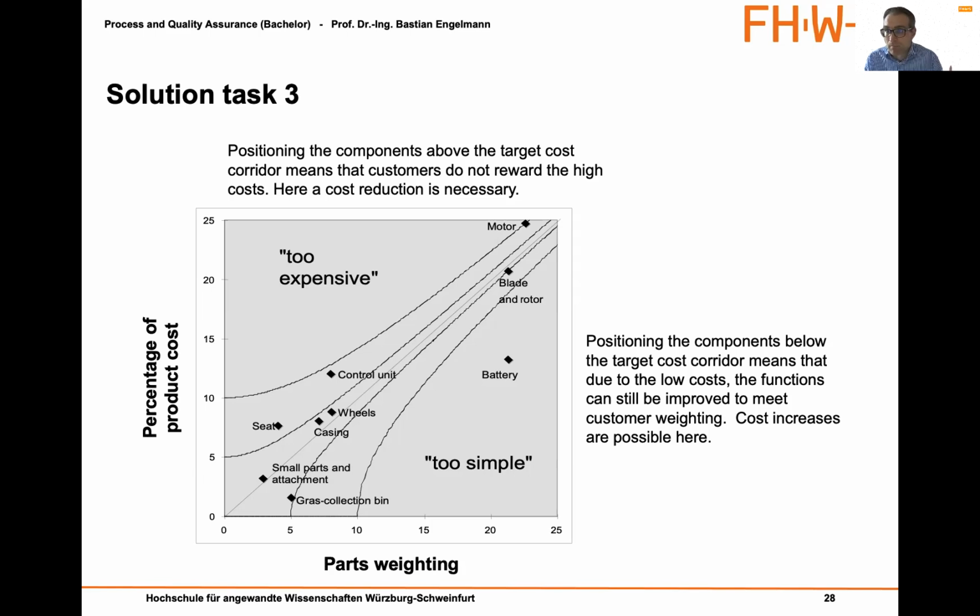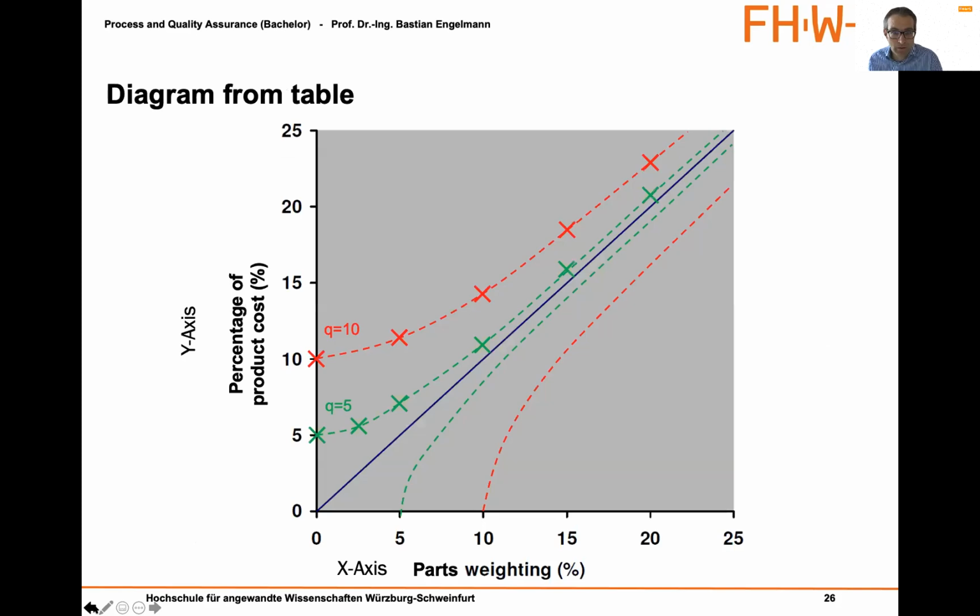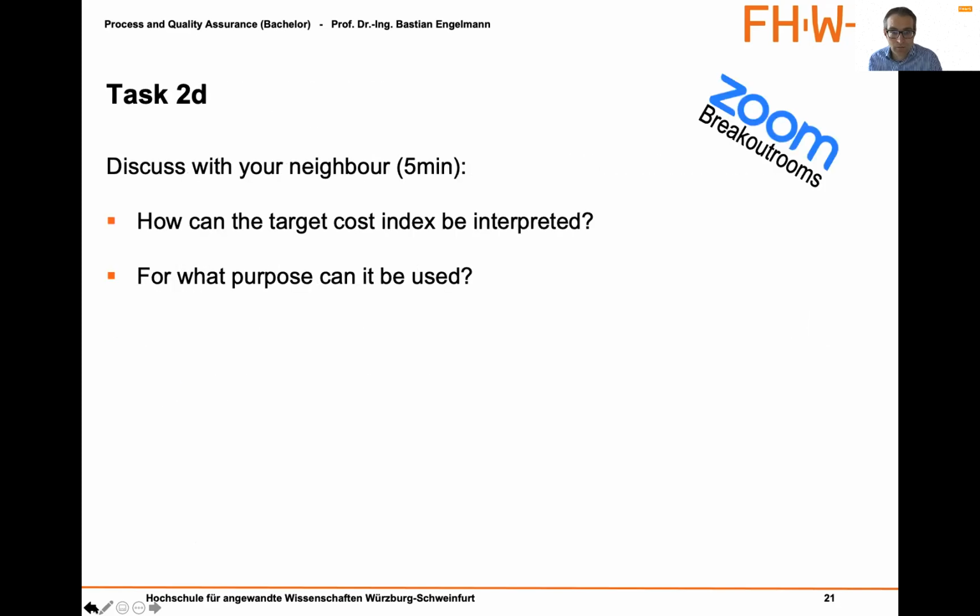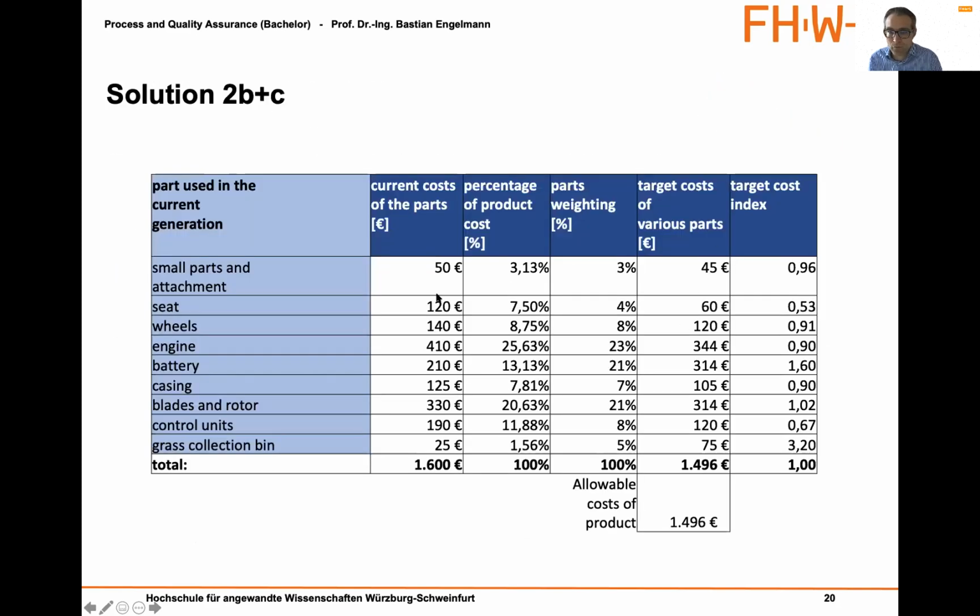But as I mentioned before, when we look back at the table, having the first four columns is sufficient. If we calculate the target cost index, we also don't need the diagram, because if we remember, below 1 we have a cost cutting problem. Above 1, we have a functionality increase problem. Then we can also work with the fifth column.